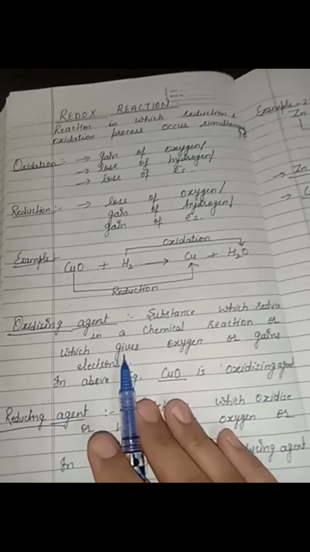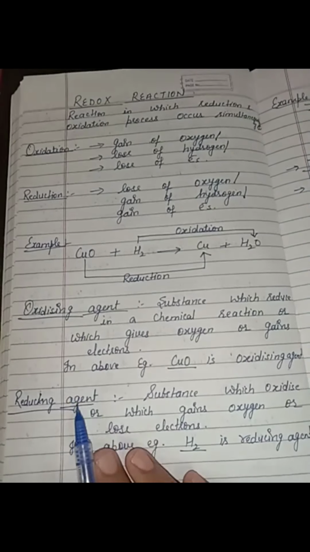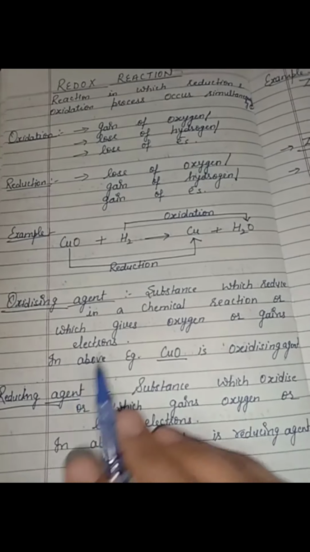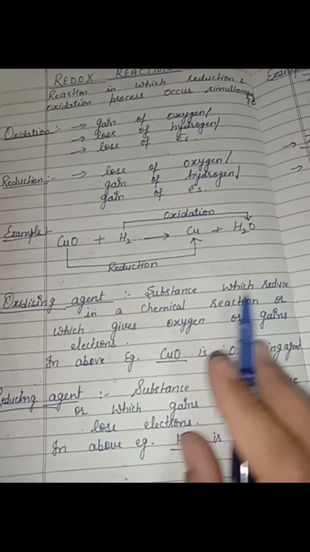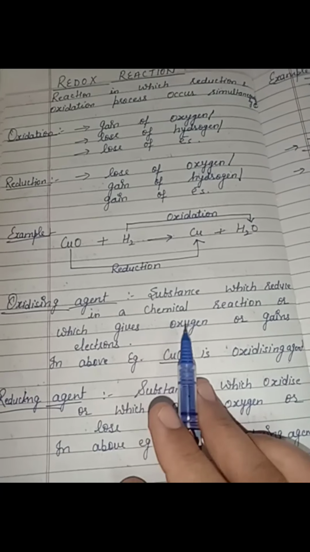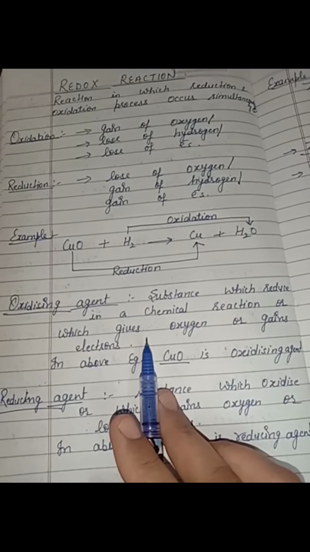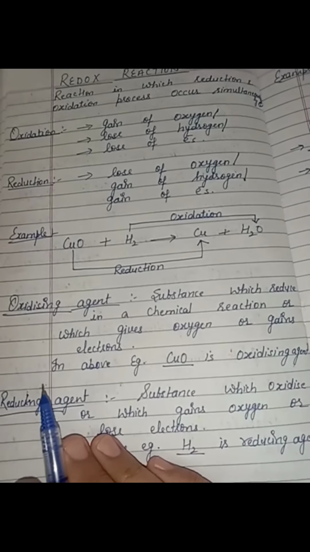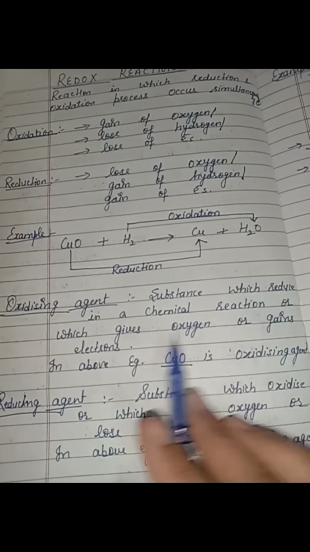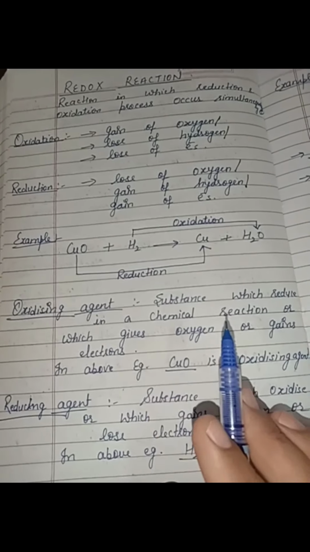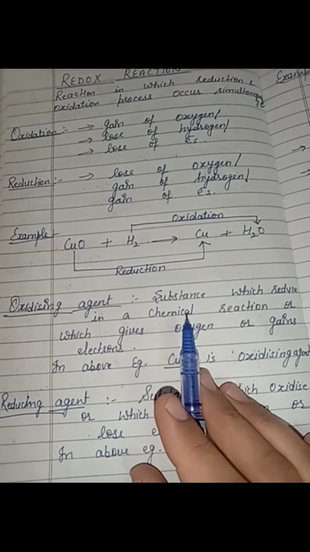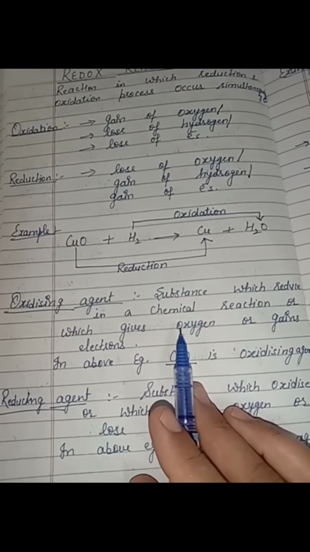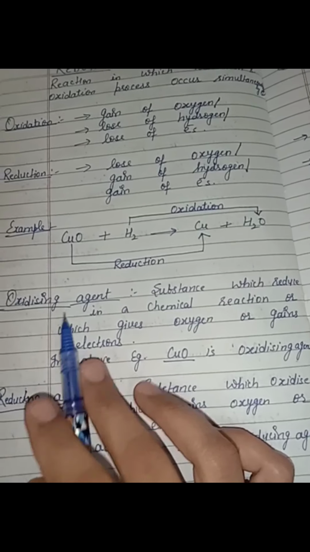Now in this type of reaction, we will study two more points: oxidizing agent and reducing agent. What are these? The substances which are being reduced in the chemical reaction, or which give oxygen or gain electrons, to help for oxidation or to help for reduction. The substances which will be reduced or which give oxygen or electrons, those substances will be the oxidizing agent.